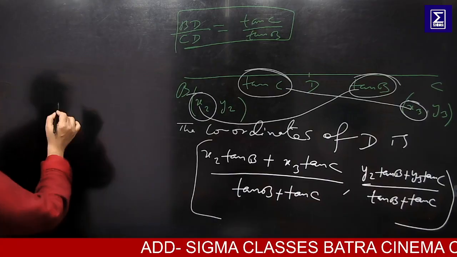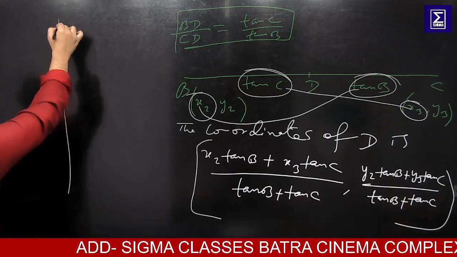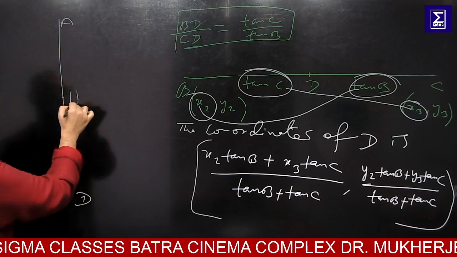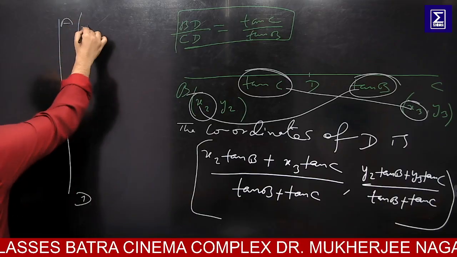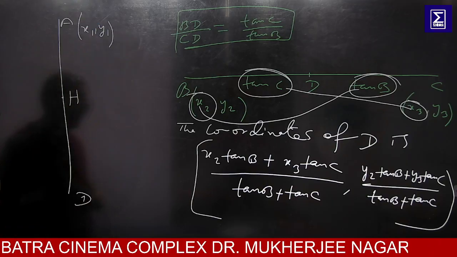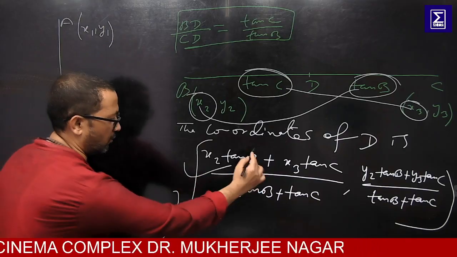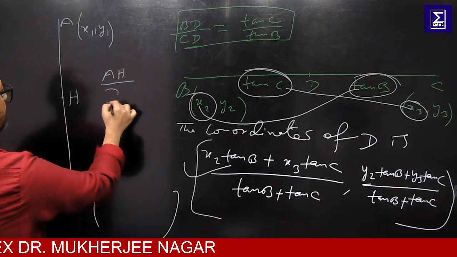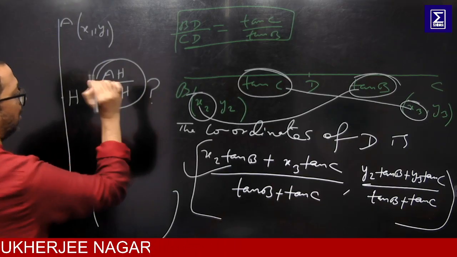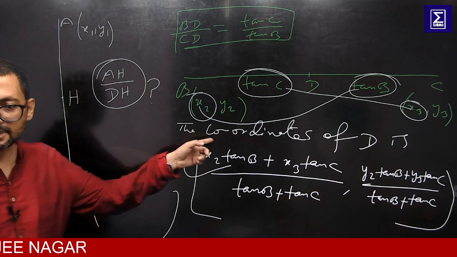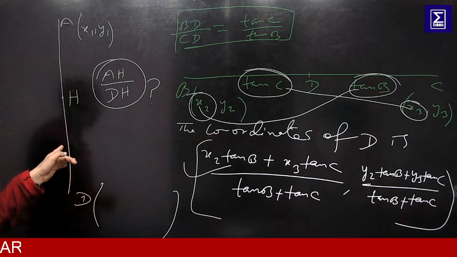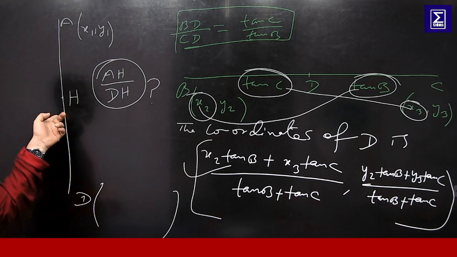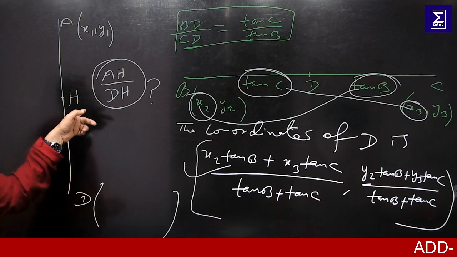So now see the triangle. In this triangle, this is A, this point was D, and there was a point somewhere, this is H. The coordinate of A is given, x1 comma y1, and the coordinate of D we got. If we somehow get AH upon DH or HD, we shall be using the same section formula and then we will get the coordinate of H. That is our purpose. And what is H? H is the orthocenter. So we are actually getting the coordinate of H.